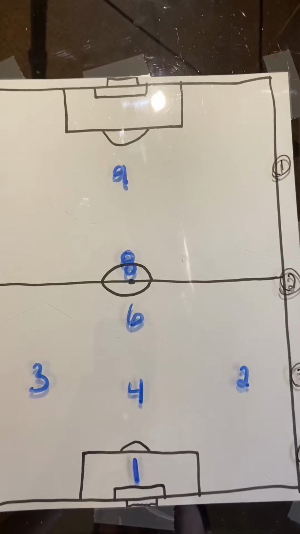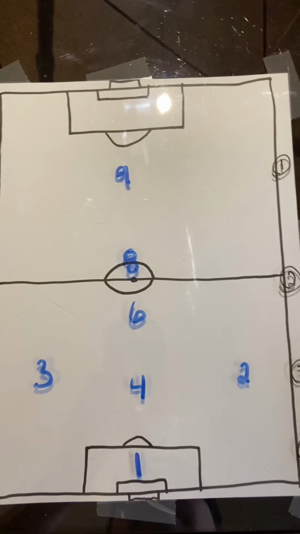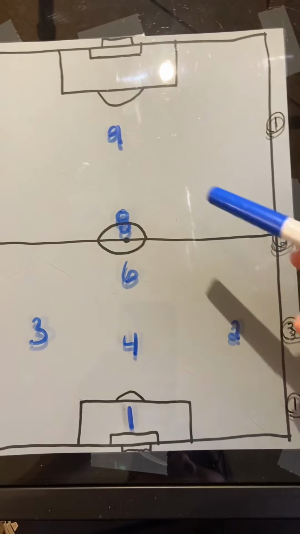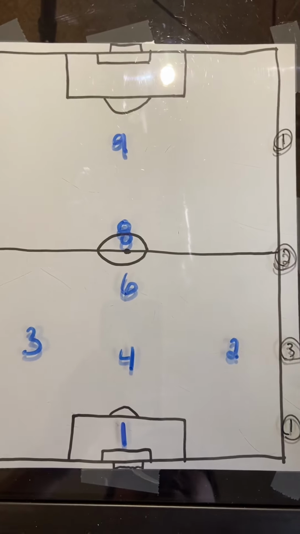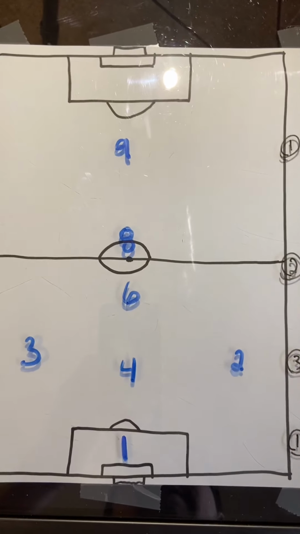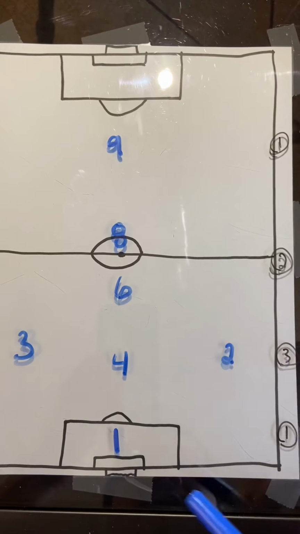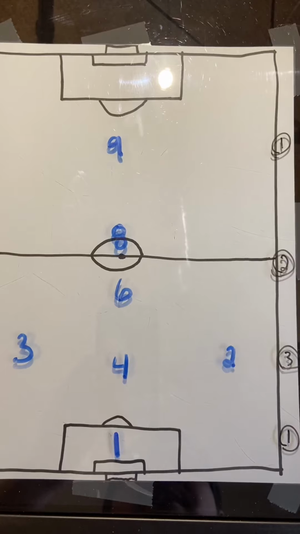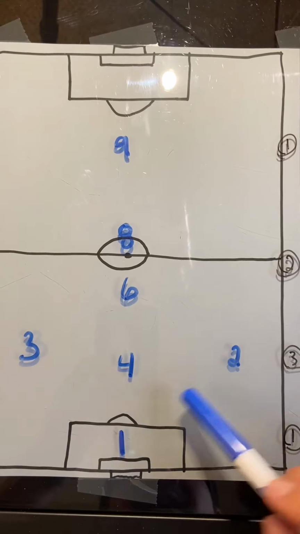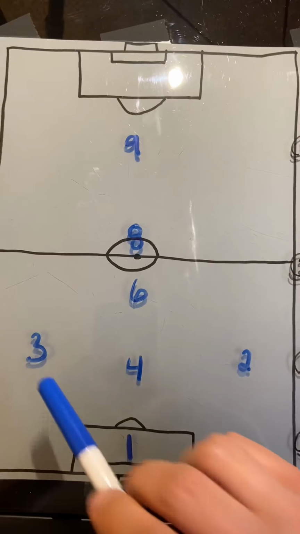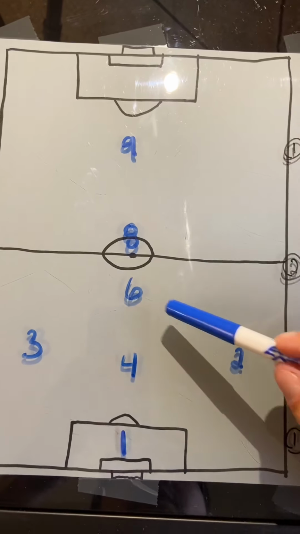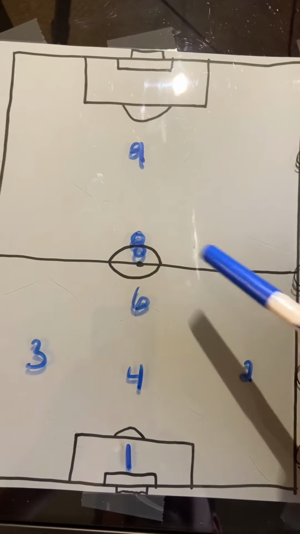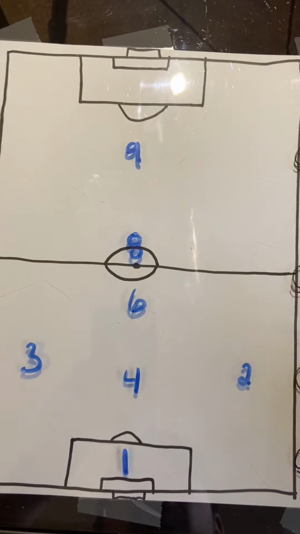So for the younger players that don't play 11v11, this is just a simple mock-up of a 7v7 formation. May not be the one your coach plays, but all you're doing is removing numbers from the field. So 1 remains the goalkeeper, 2 outside right, 4 center back, 3 outside left, and this would be a 1-3-2-1 formation. We have our 6, our holding mid, 8, our true center mid, and then 9, our forward.